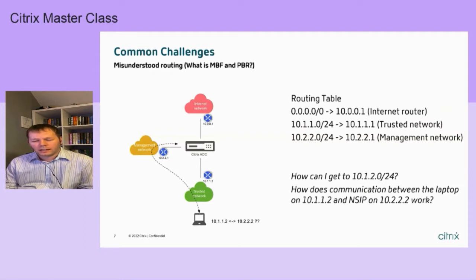When we get the reply traffic, however, the ADC will look in that singular routing table, and it will see that the best way to connect back to the trusted network and send that reply traffic is not via 10.2.2.1, the management network router, but instead via the trusted network router on 10.1.1.1. The impact of this, of course, is that we now have asymmetric routing.